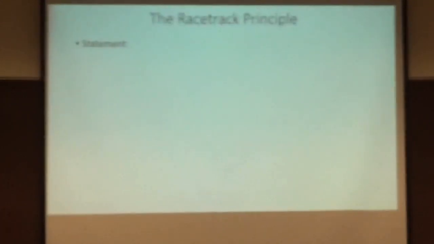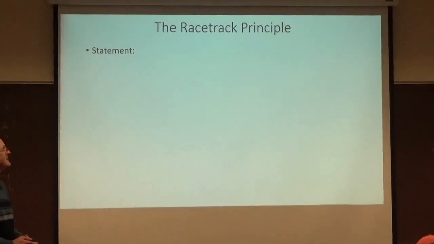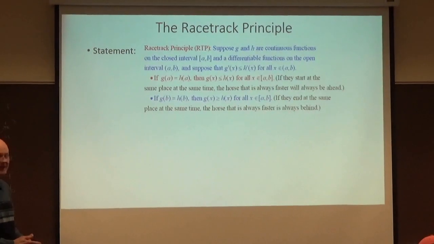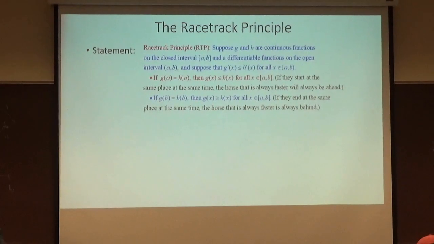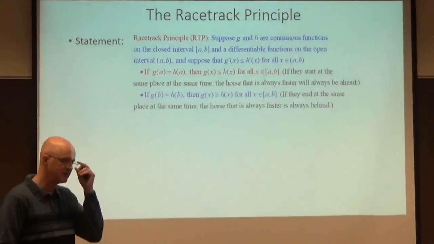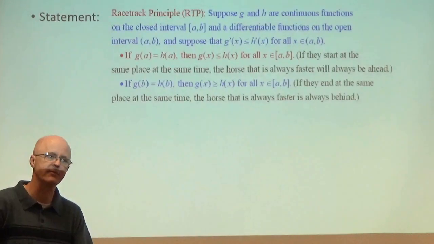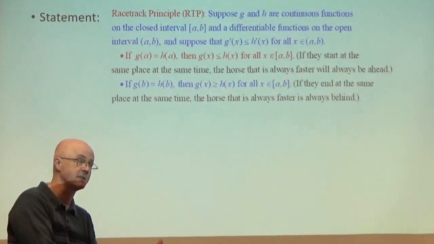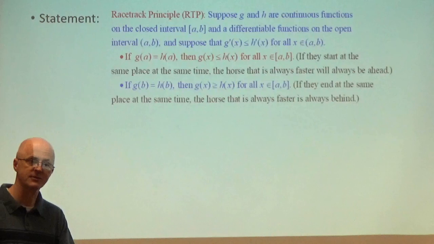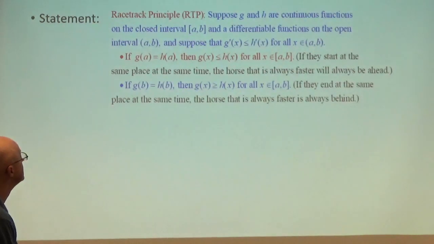Racetrack principle. Here's the statement. The whole thing. Big long thing. You've got 2 functions now instead of 1 function. And the hypotheses initially are the same as the mean value theorem, the increasing function theorem, the decreasing function theorem, and the constant function theorem. Suppose it's continuous on the closed interval and differentiable on the open interval.